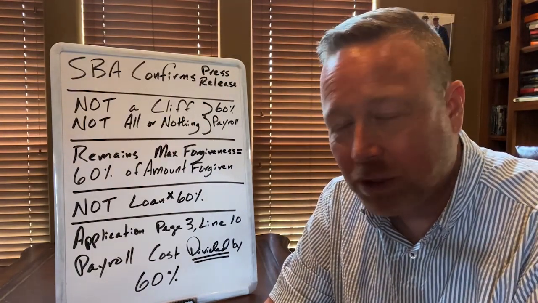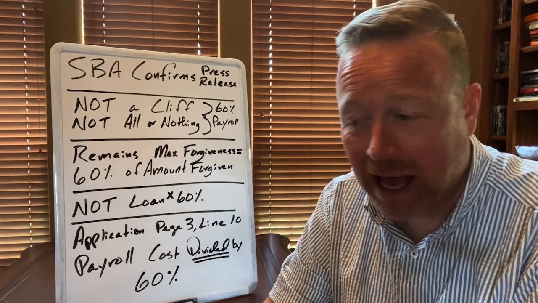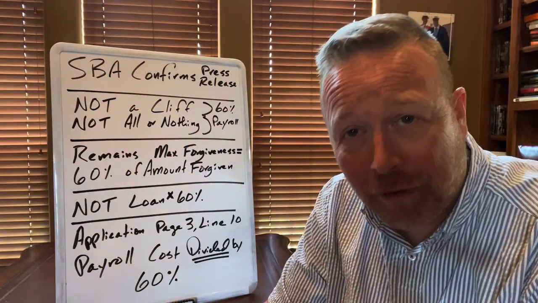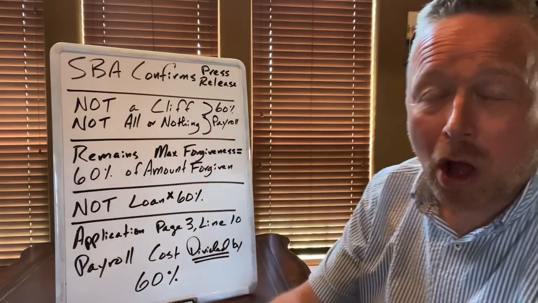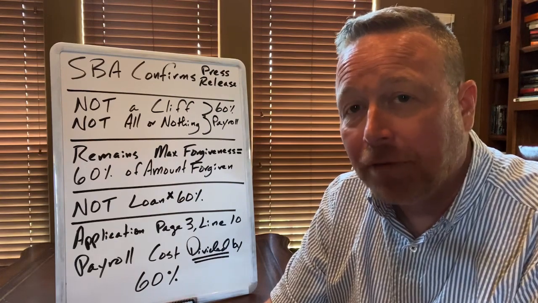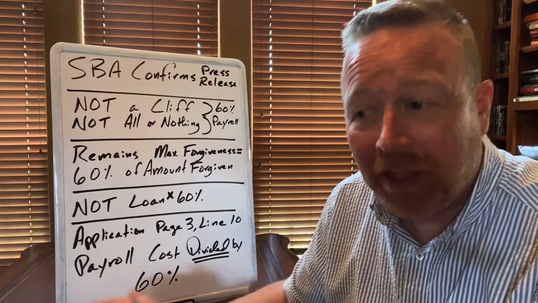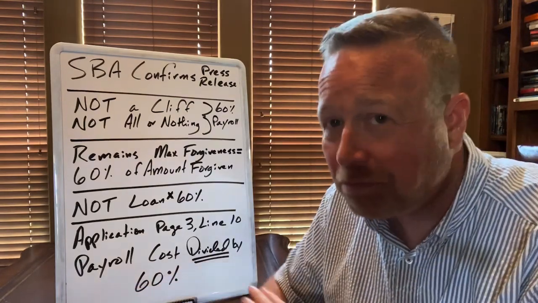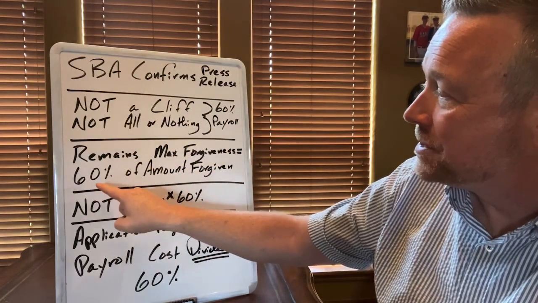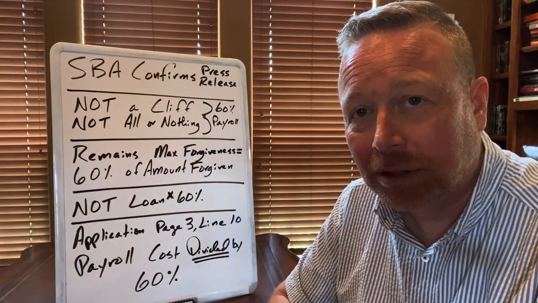I've released a couple of videos, a number of videos over the last 4 or 5 days, talking about the PPP Forgiveness Act. Trump signed it into law. The SBA came out with a press release which confirmed it is not all or nothing. There's not a cliff, okay? It's not that if you don't spend at least 60% on payroll of your loan amount, then none of it's forgiven. It's not that. What it is, is that the max forgiveness remains 60% of the amount forgiven. That's on the payroll cost, okay?